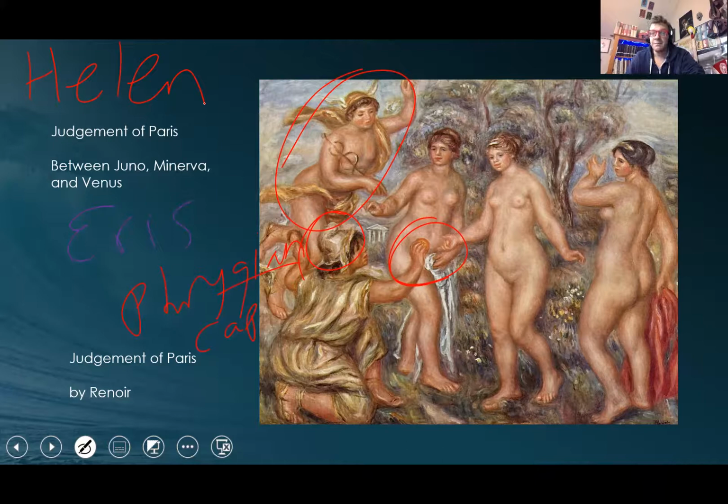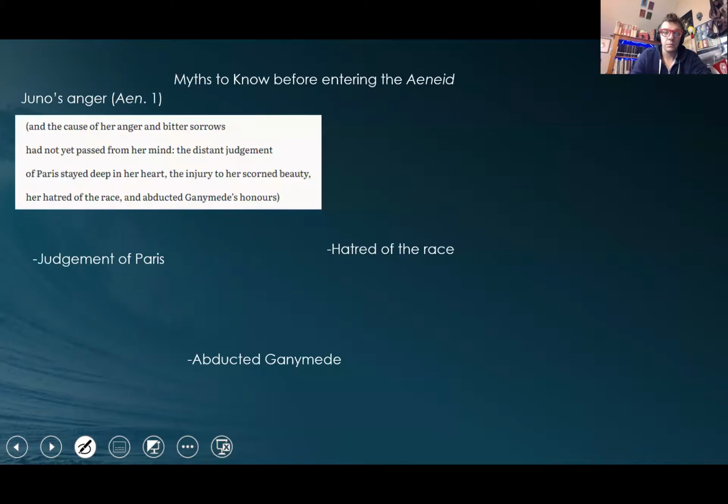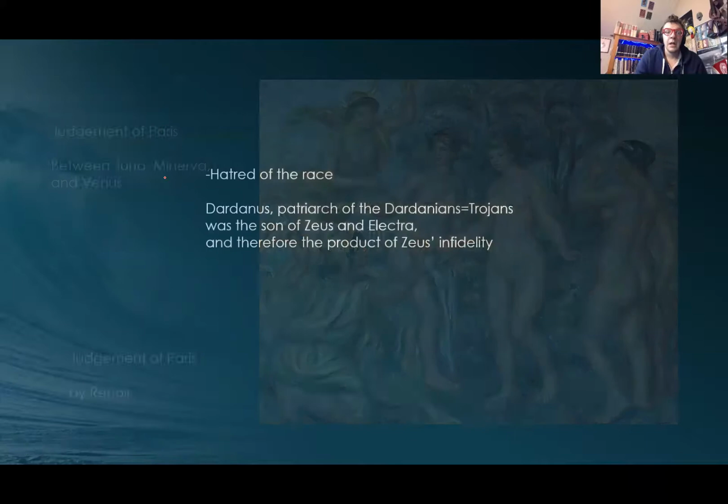And so that's why earlier it said, injury to her scorned beauty. That's why I said injury to her scorned beauty, because Paris chose somebody else as being the most beautiful, like the fairest.